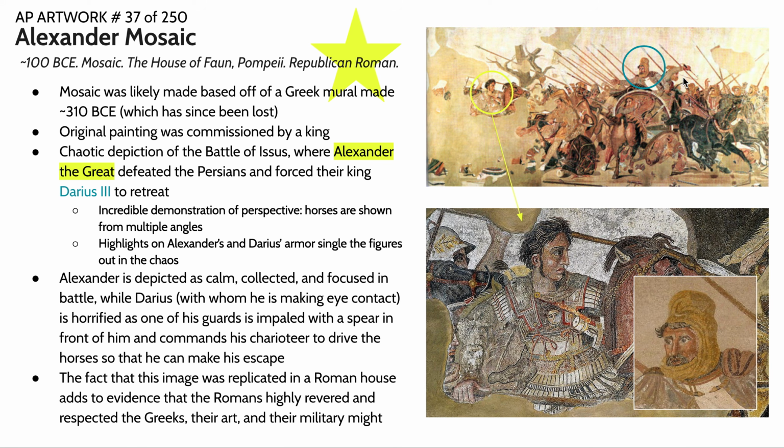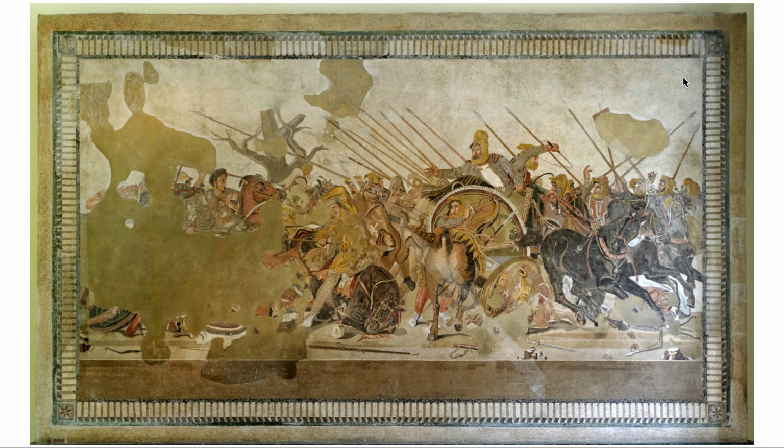So the fact that this image was replicated in a Roman house adds to evidence that Romans highly revered and respected the Greeks, as well as their military might and their artwork. This image, from what I've read, is composed of over 1.5 million tiles. So you can imagine that a person would have to be quite wealthy to afford to have something like this in their home.